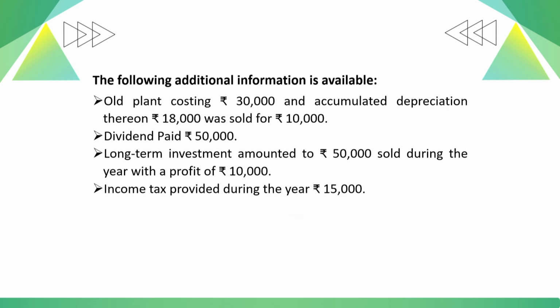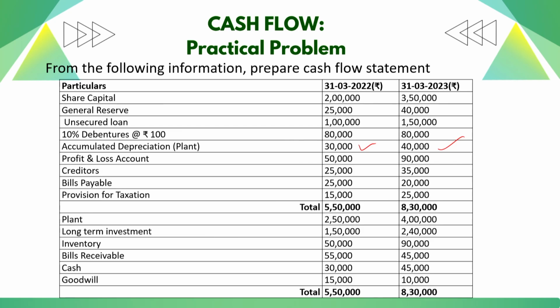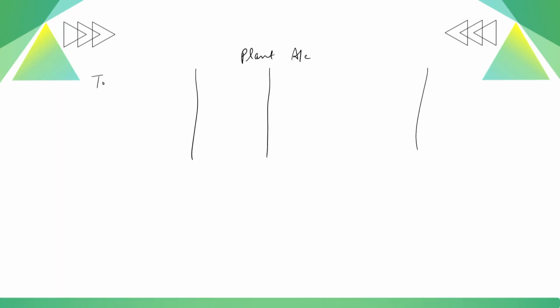Having prepared the accumulated depreciation on plant account, the second working note we take up is with regards to the plant account. As given in the balance sheet, the opening balance of the plant is rupees 2,50,000 and 4 lakh is the closing balance. So first I bring down the balance on the debit side, balance brought down amounting to rupees 2,50,000, and the closing balance, balance carried down, 4 lakh rupees, as given in the question.